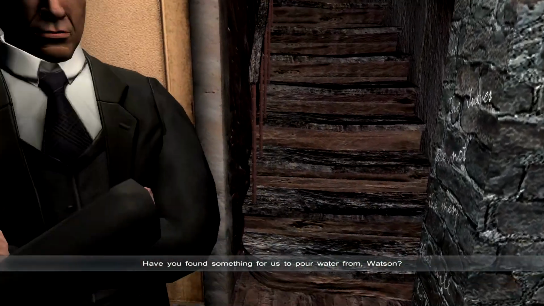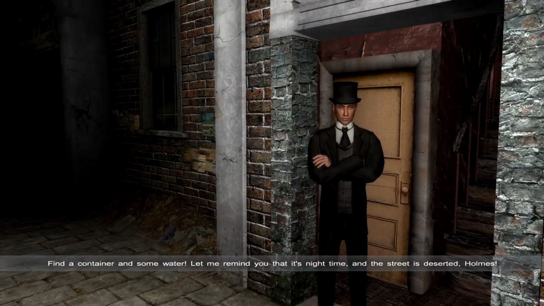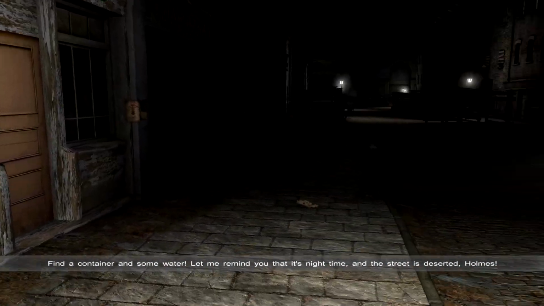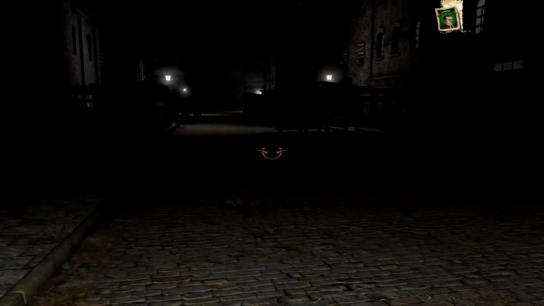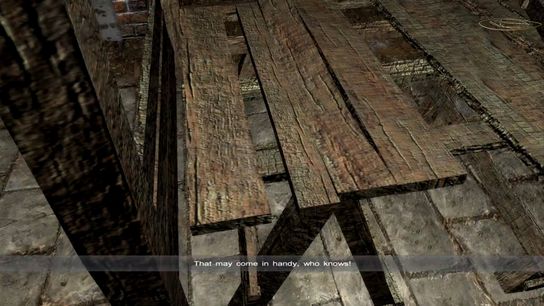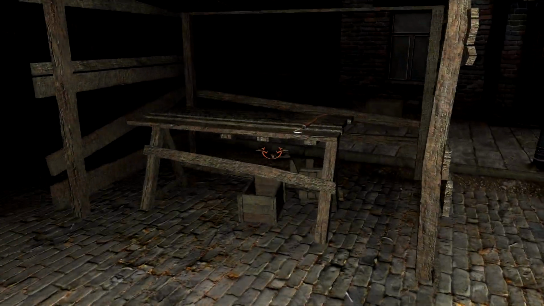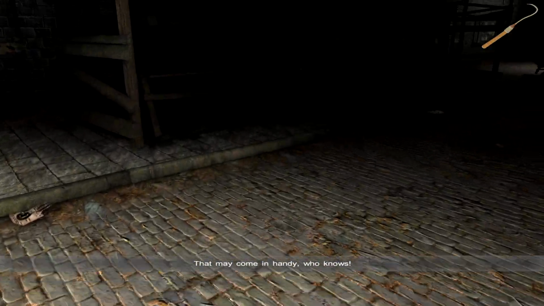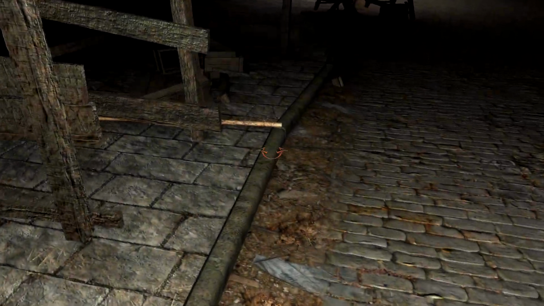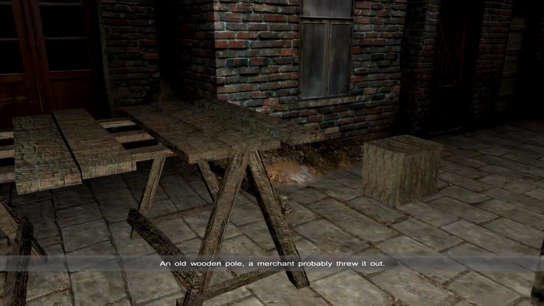Have you found something for us to pour water from, Watson? Find a container and some water. Let me remind you that it's night time and the street is deserted, Holmes. That may come in handy. Who knows? And this? An old wooden pole. A merchant probably threw it out.